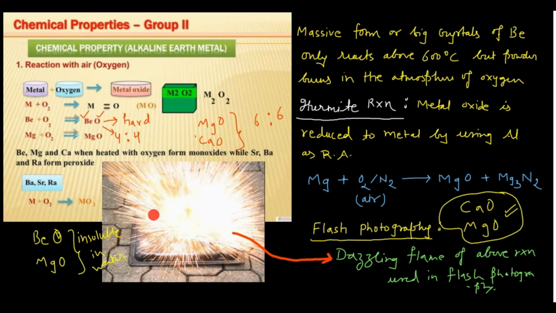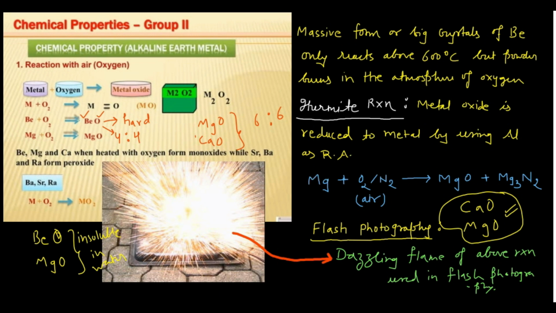This is the dazzling flame produced by this particular reaction. Because it is exothermic, it catches fire and gives you the flash like that. So this method is used in flash photography. This is something very important. I have written it here, you can see, so this I have completed.